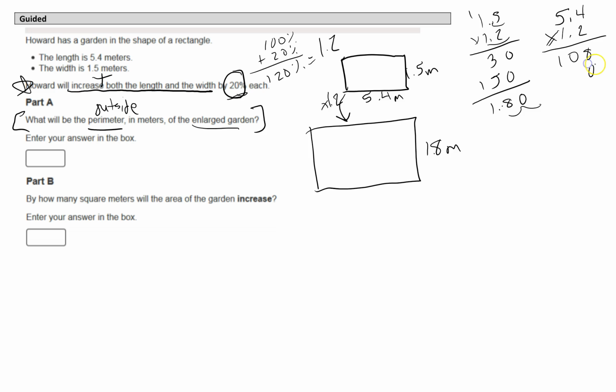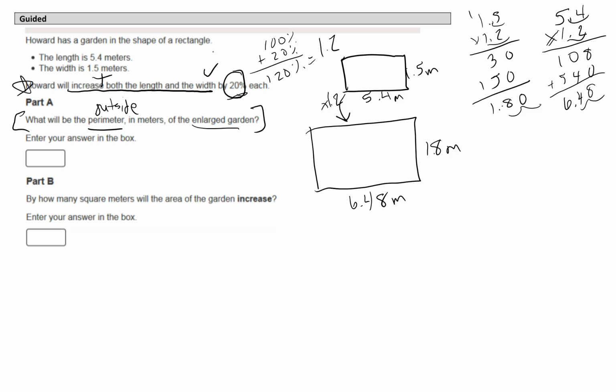Don't forget your placeholder 0. Multiply and add. And place your decimal. Again, 2 digits after the decimal. 2 digits. So we have 648 meters. Okay, now I have my percentage done, so I'm going to check this off because that part's done.